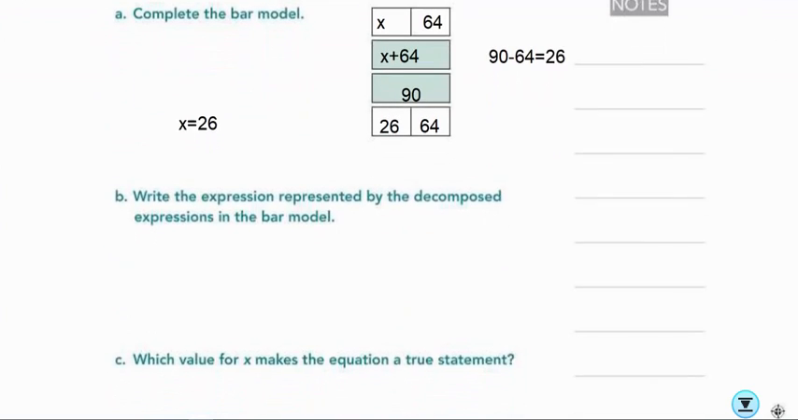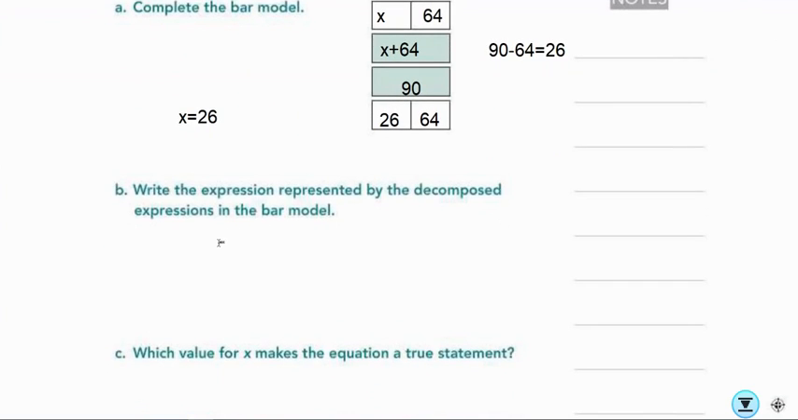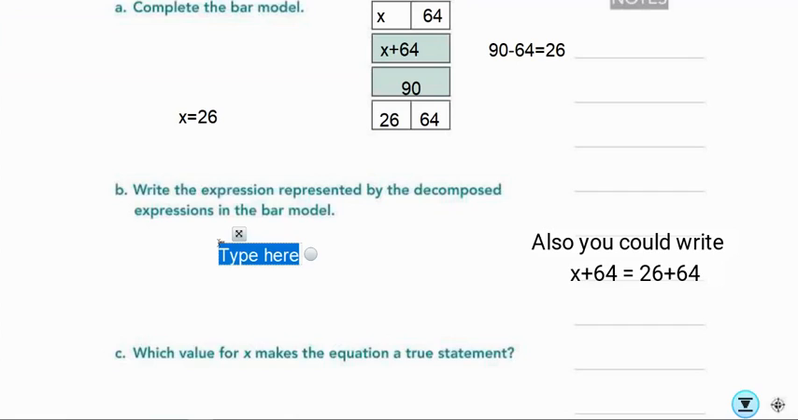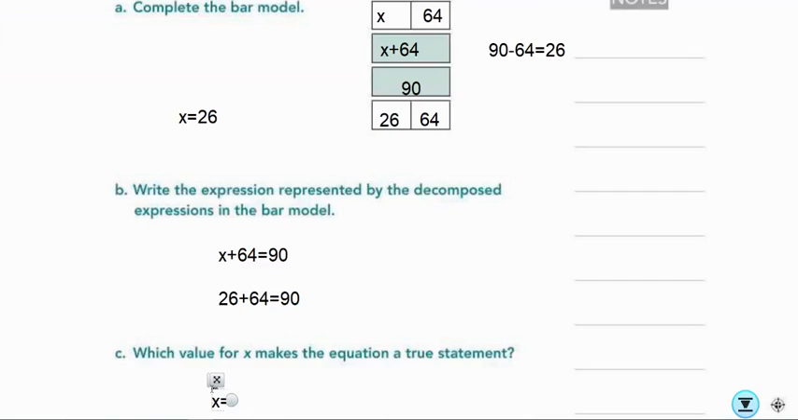And so this tells me that x is equal to 26. If I scroll down, it says write the expression represented by the decomposed expressions in the bar model. So this is x plus 64 is equal to 90. Alternatively, you could also write 26 plus 64 is equal to 90. And then which value for x makes the equation true? We know that x is equal to 26.